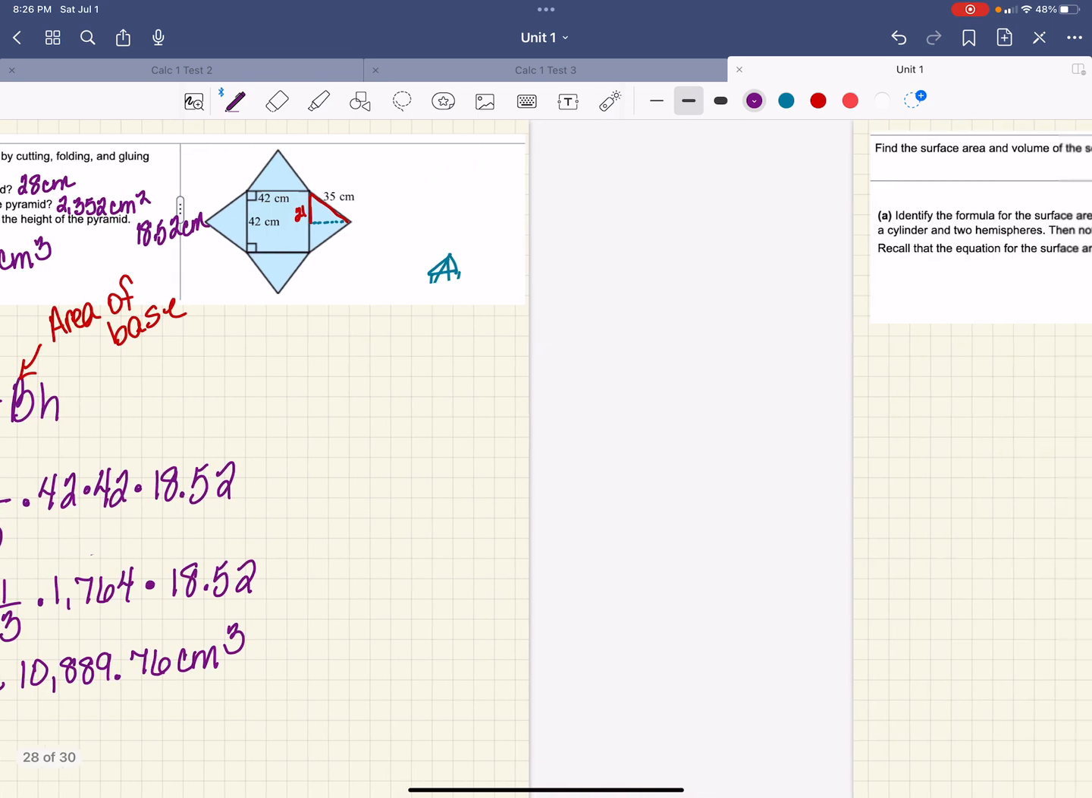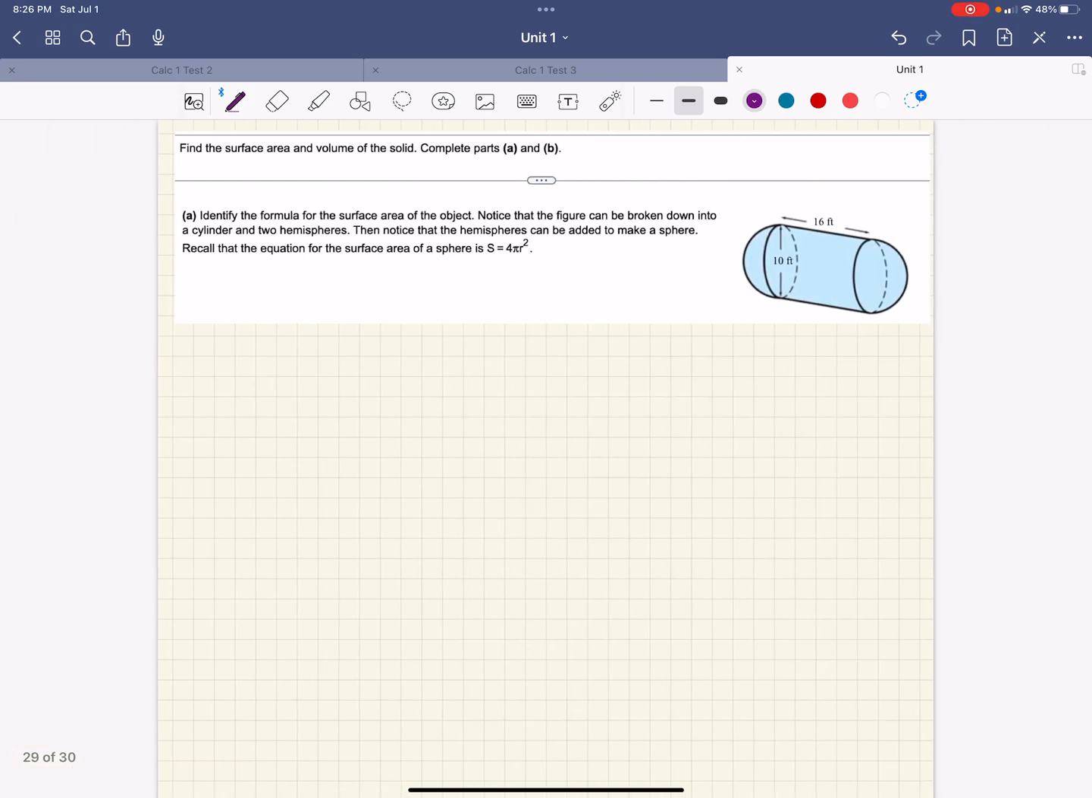Okay, last one for today. Find the surface area and volume of the solids. Now we've got two different solids that we're going to look at, and we're going to start with surface area. And again, oftentimes I think that surface area is a little bit more difficult than volume.